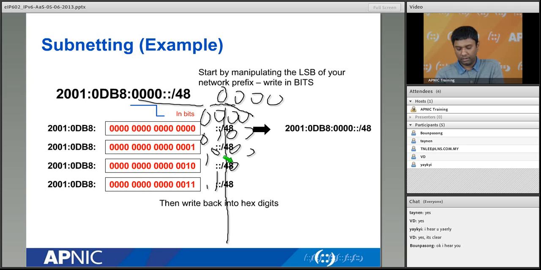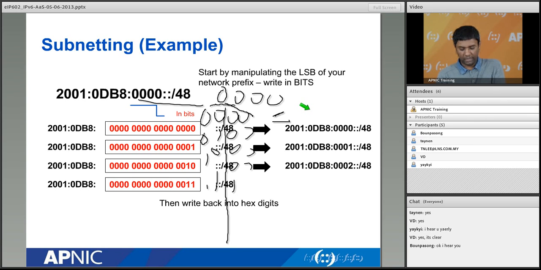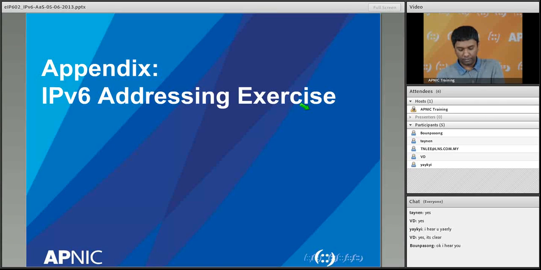Then if you convert it to hexadecimal, it will be 0, 0, 1, 0, 0, and 1, 0, 0, 0, 1, 1, 0, 0. So those are the 4 new subnets. This is how you do subnetting in IPv6. Okay.